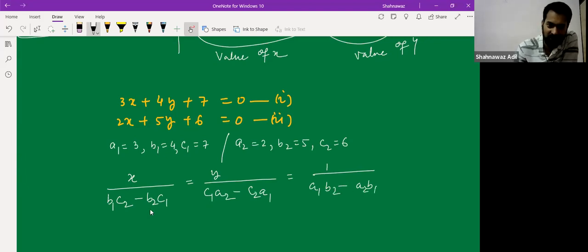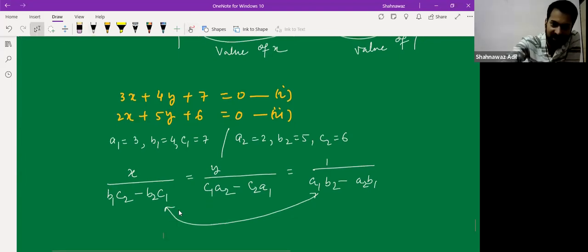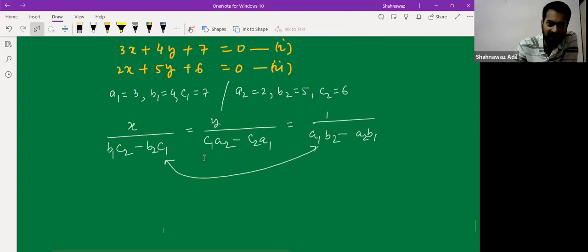So first, to find the value of x, that is why I call this a complicated method. We have to write this one: x by, B1 is 4 and C2 is 6.